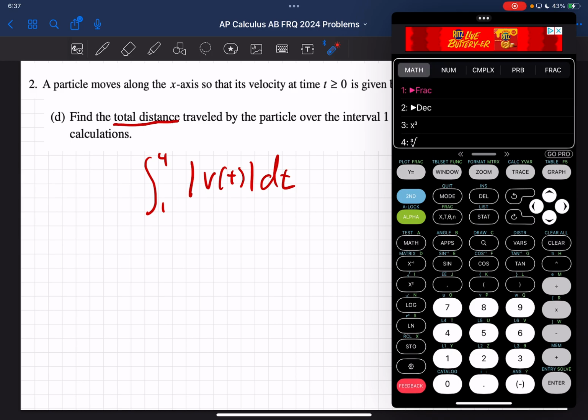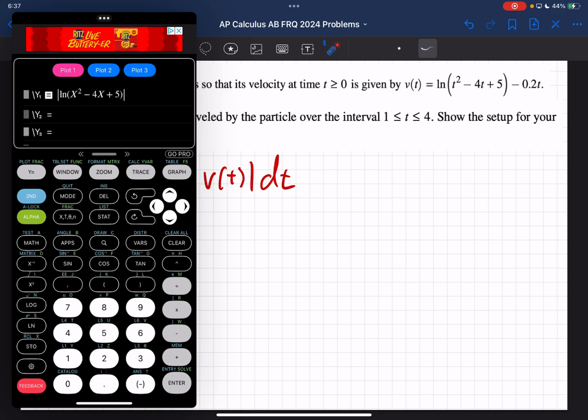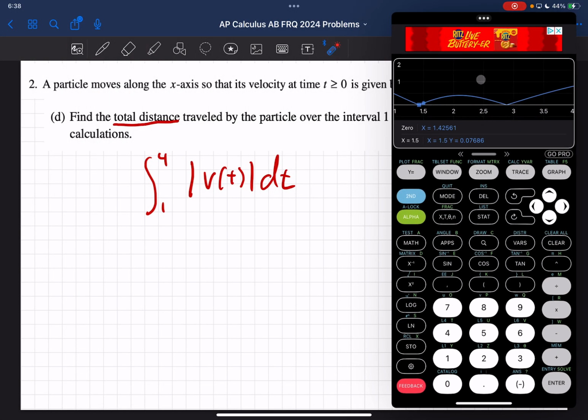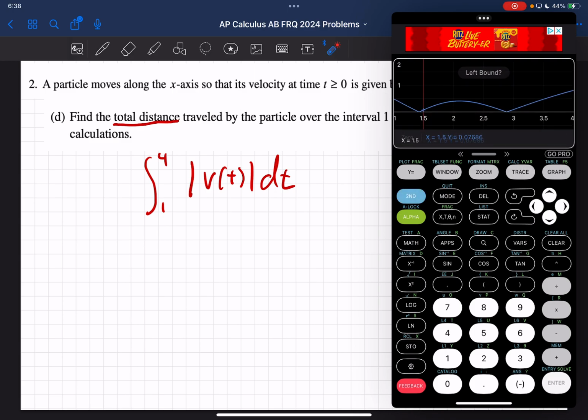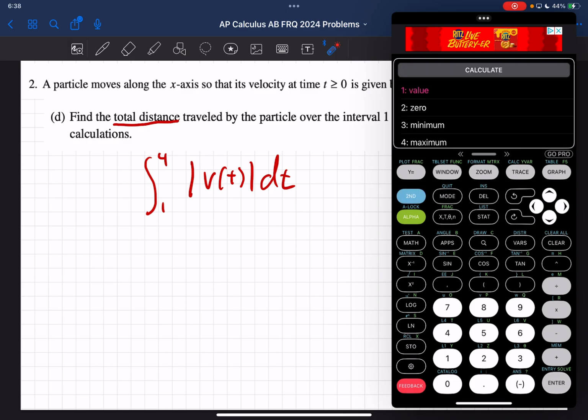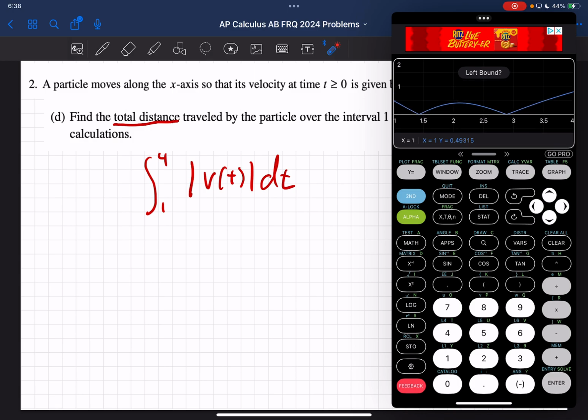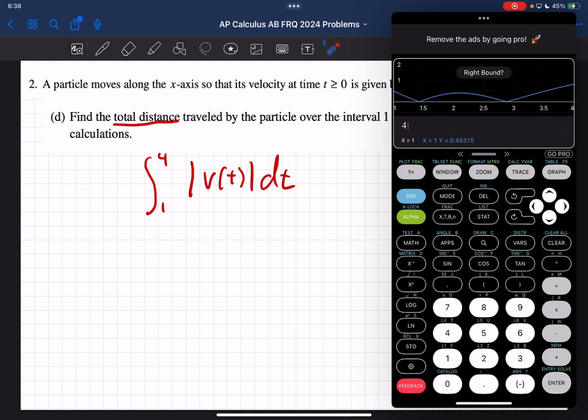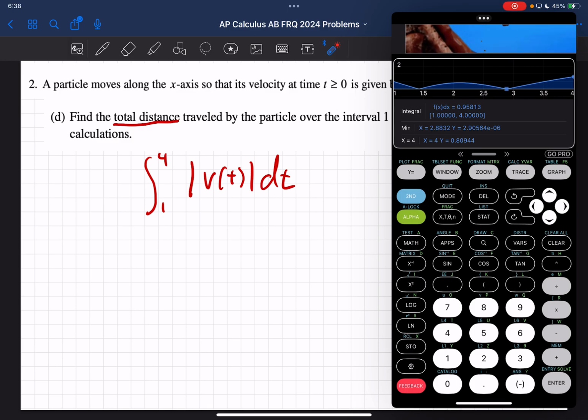So what we have to do is we have to put in the absolute value first. So minus 4x plus 5 minus 0.2x. And so when we graph it now, that negative area should now be reflected over the x-axis and be reckoned as a positive. So left bound is 1. Right bound is 4. And so there we get our value of 0.9581.